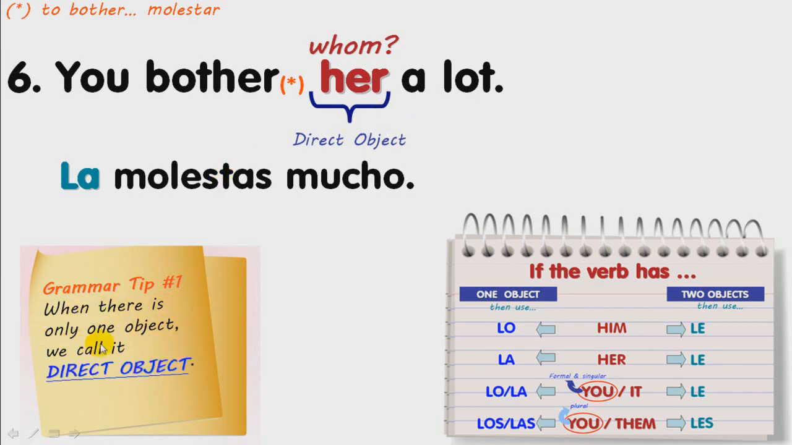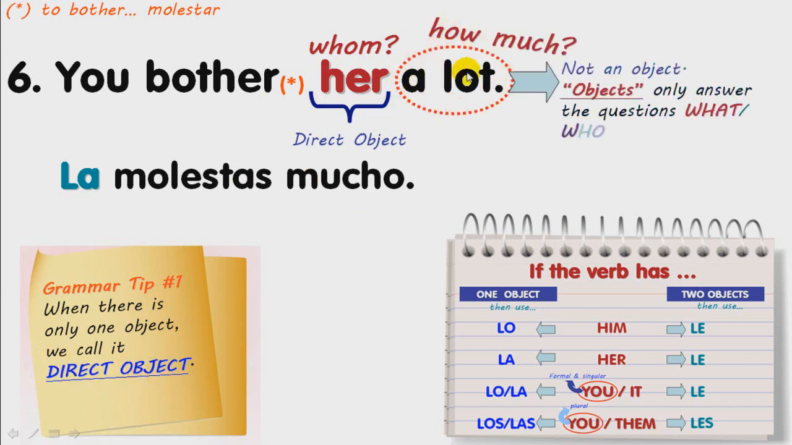When there is only one object, we call it direct object. This is not really important if we consider the number of objects, but for future explanations or if you read other sources, you will find that there is always a mention of direct and indirect objects. So in cases like this, in which we have only one object, this object is called direct object.